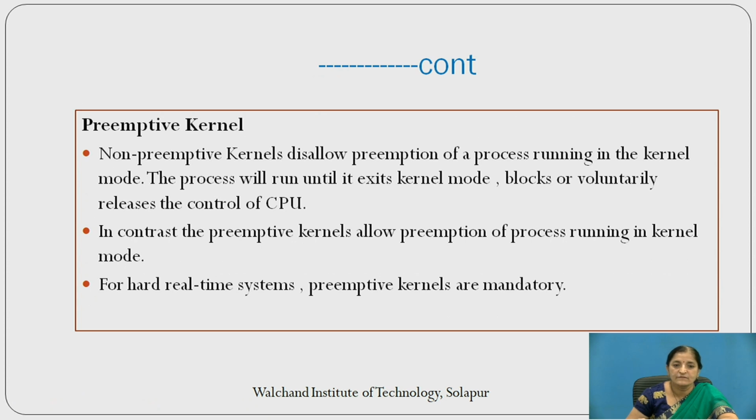Now let's focus on the second feature, that is preemptive kernel. Now you know that non-preemptive kernels disallow preemption of the process running in the kernel mode. The process will run until it either exits the kernel mode, blocks, or voluntarily releases the control of CPU. In contrast, the preemptive kernels allow preemption of process running in kernel mode. So for implementation of hard real-time systems, non-preemptive kernels are not used. Preemptive kernels are mandatory.